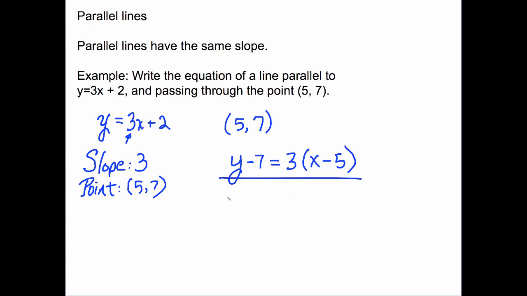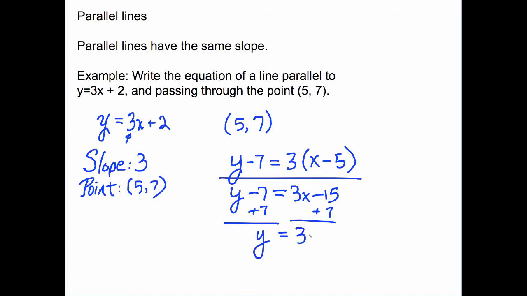If we wanted to see what this looked like in slope-intercept form, we could expand the right side to 3x minus 15 and then add 7 to each side, and we'd get the line y equals 3x minus 8. These two are the same equations. Either answer would be fine, and either answer is a line parallel to y equals 3x plus 2 going through the point 5, 7.